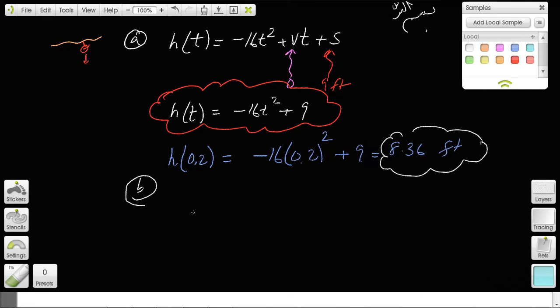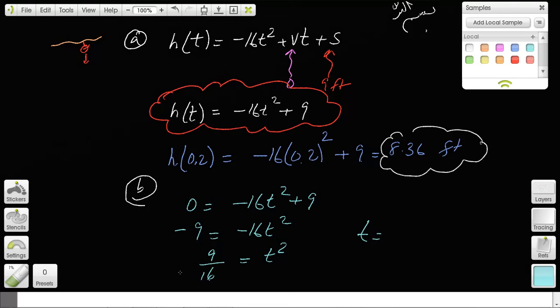Well, when the cherry hits the ground, the height of the cherry is 0. So we make that 0. So 0 equals negative 16t squared plus 9. We go back to that, and then we solve for t. That's easy as that. Negative 16t squared is going to equal negative 9. t squared is going to equal 9 over 16. And so t is going to equal the square root of that, plus or minus the square root of 9 over 16, which is 3/4.